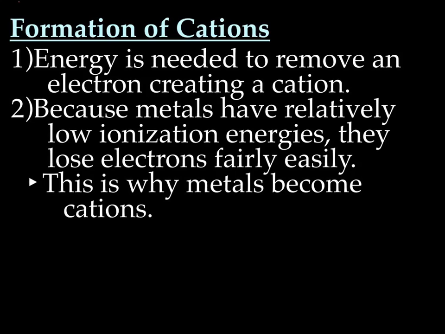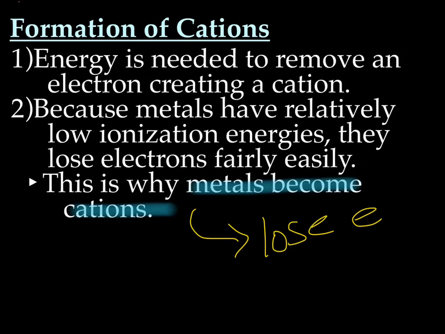Think about this. If you're sweeping across the period from left to right, ionization energy increases. And the metals are more on the left-hand side. So basically, they have lower ionization energies. So an important point here: metals become cations. If they're becoming cations, what are they doing? They're losing electrons, okay?